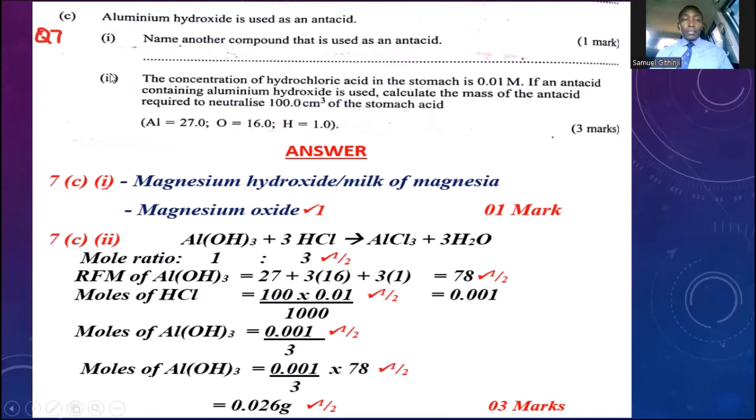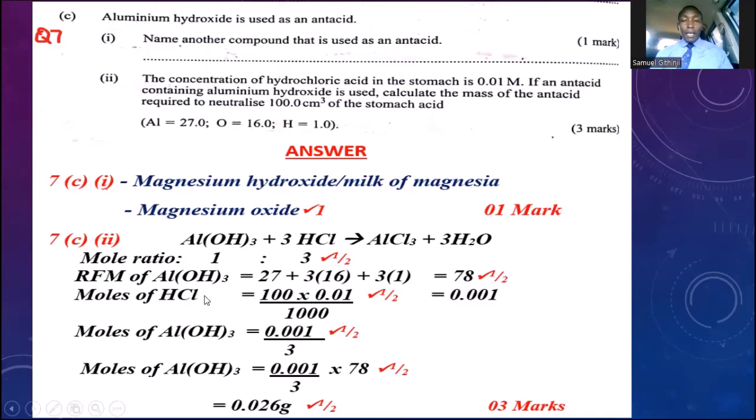Now, let's do this question here, Roman 2. The equation is very important. Why do we need the equation? We need to know the reacting mole ratio, aluminium hydroxide to HCl. We need to know what exactly the mole ratio is. Then, having known the mole ratio, half a mole, we go ahead to work out the relative formula mass of aluminium hydroxide. Everything has been given, 78, half a mole.